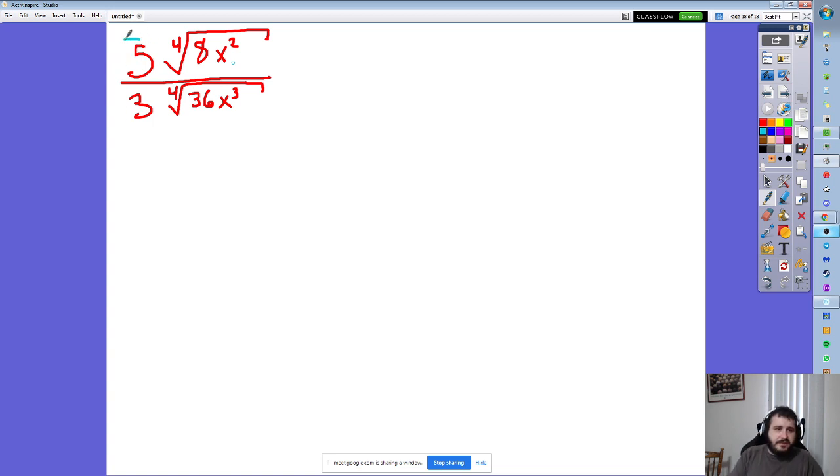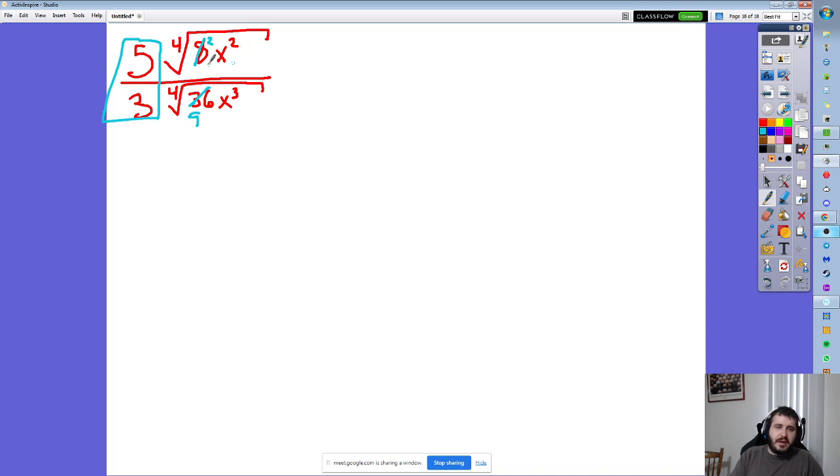You got the 5 over 3. You can't simplify that. Ain't nothing to simplify. You can simplify the 8 and the 36. Well, there's stuff to simplify there. I can pull out a 4 from both of these. So left up on top is 2. Left down on bottom, 36 divided by 4 is 9.